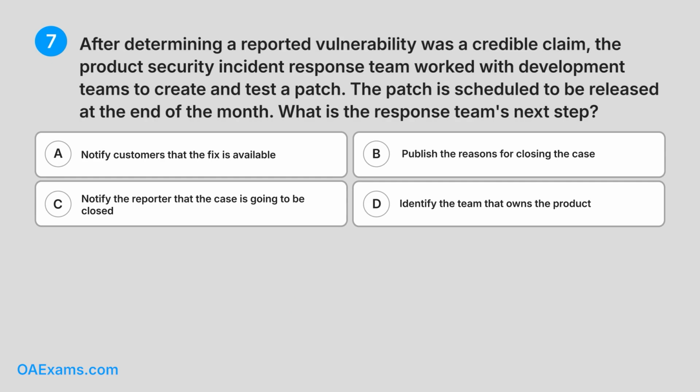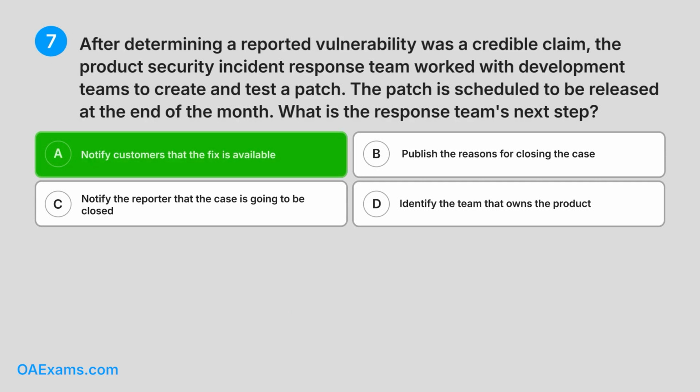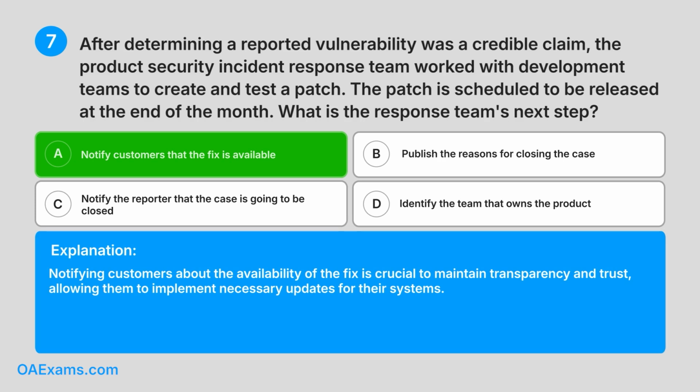Correct answer. A. Notify customers that the fix is available. Explanation. Notifying customers about the availability of the fix is crucial to maintain transparency and trust, allowing them to implement necessary updates for their systems.